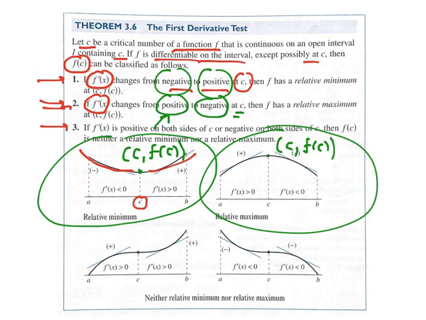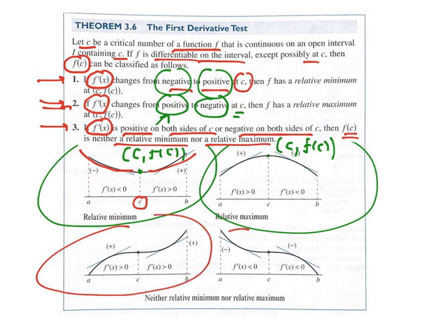And then look at the third case. The third case states if f prime of x is positive on both sides of c or negative on both sides of c, then f of c is neither a relative minimum nor a relative maximum. And we're going to be looking at pictures that look like one of these. So you could have a critical number that is neither a relative minimum nor a relative maximum.